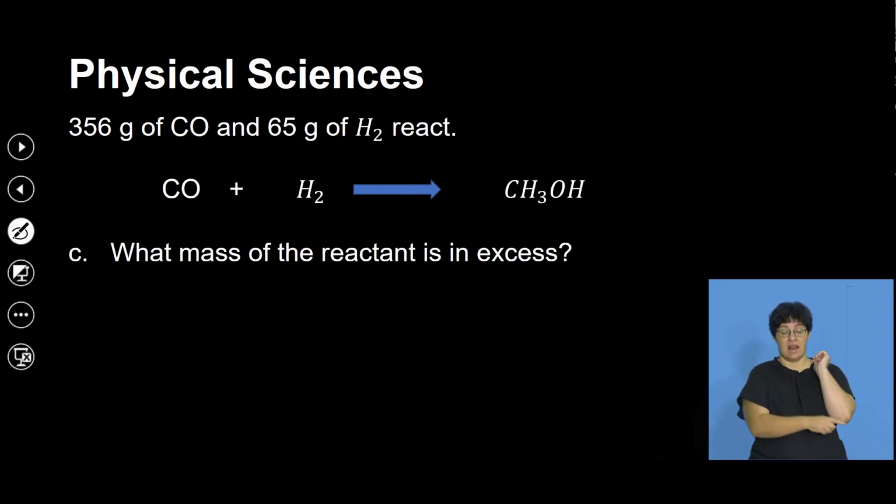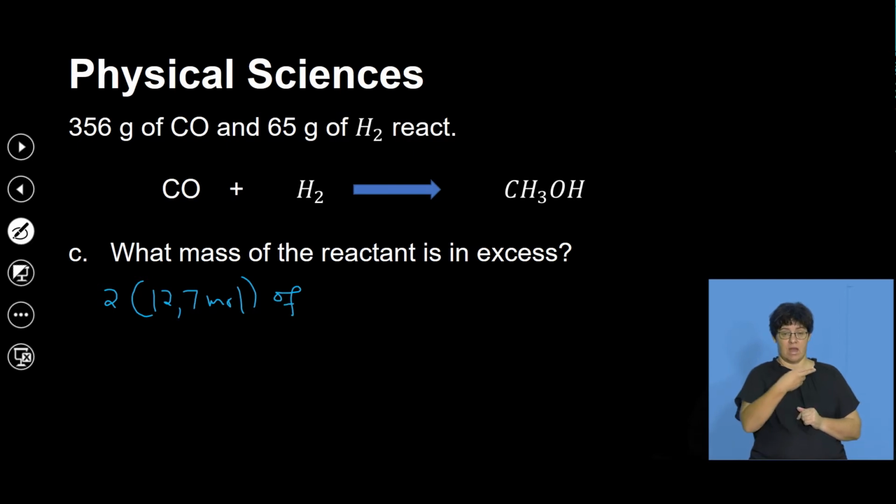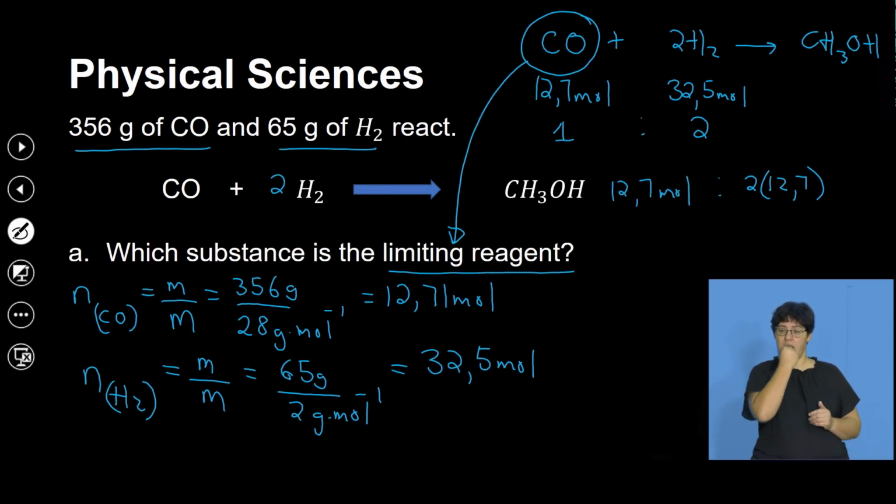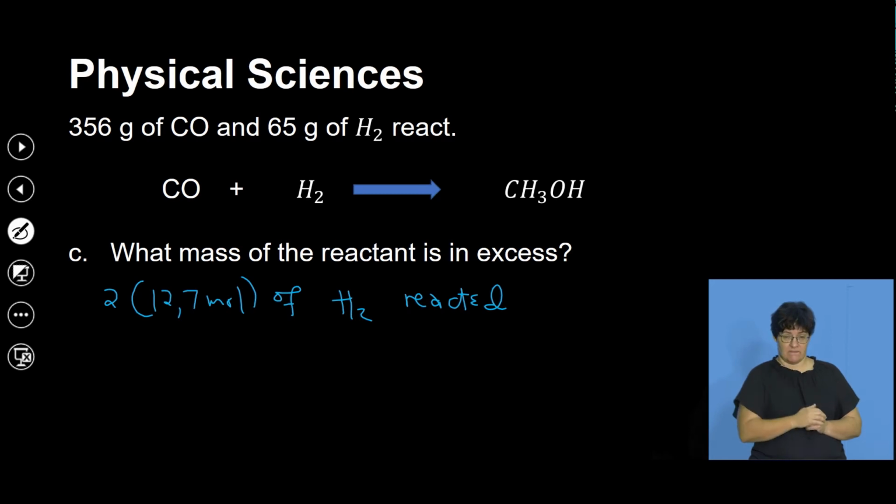Okay, and then the last part demands us what mass of the reactant is in excess. We need to go back. We know that 2 multiplied by 12.7 moles of hydrogen gas reacted, right. But at the end of the day, we also need to ask ourselves, how many moles of hydrogen did we have? The moles of hydrogen that we have is 32.5 in the sample, okay?